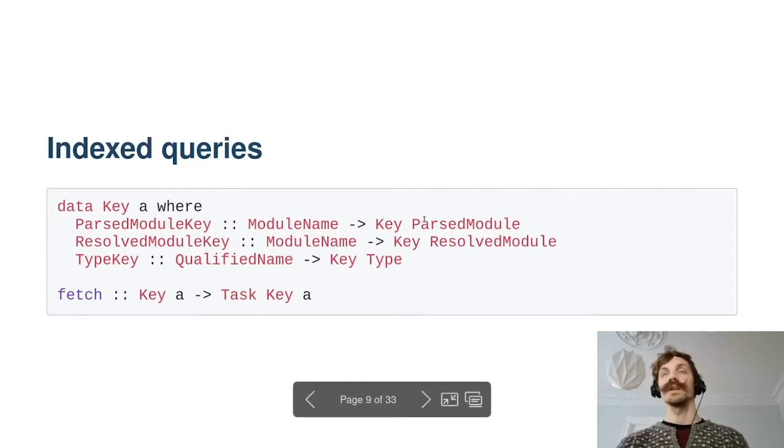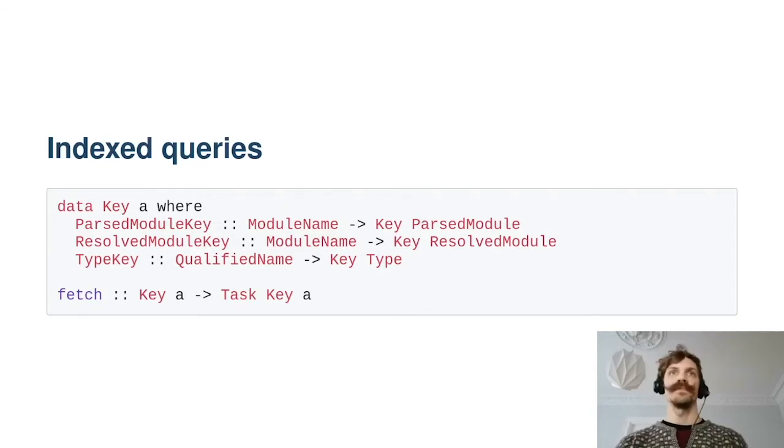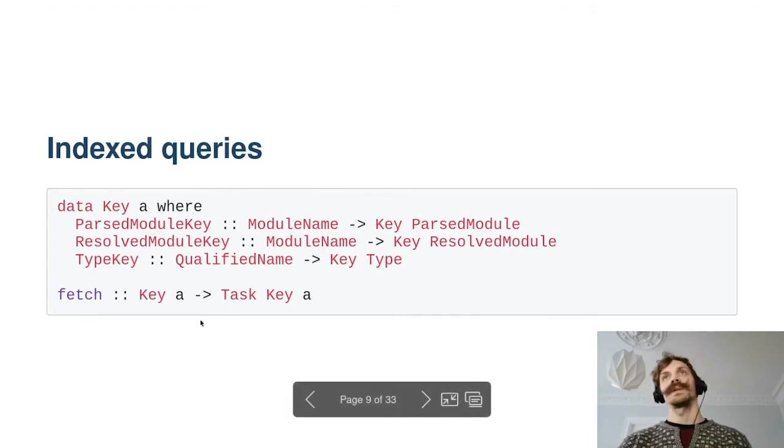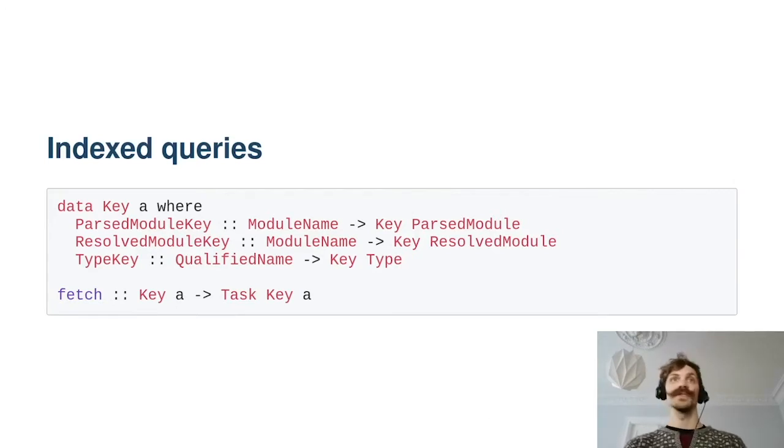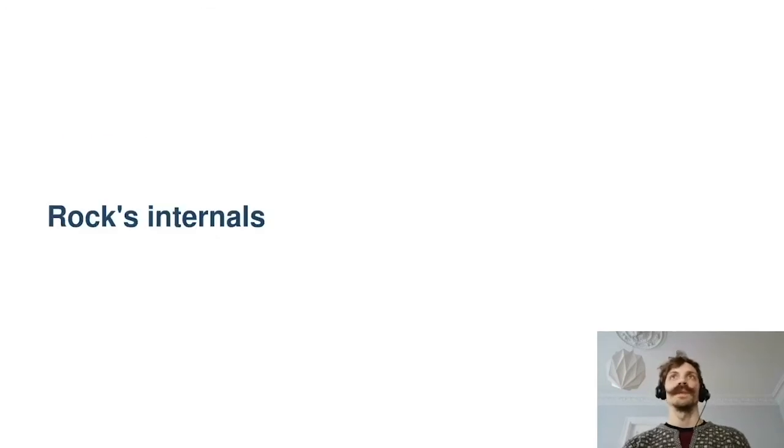And now we can give a good type to fetch by making the return type agree with the parameter to the key. This isn't a new idea. For instance, Haxl, which is a Facebook library, does something similar with its sources and caches. And this way of using typed keys is also mentioned in the journal version of the Build Systems à la Carte paper.